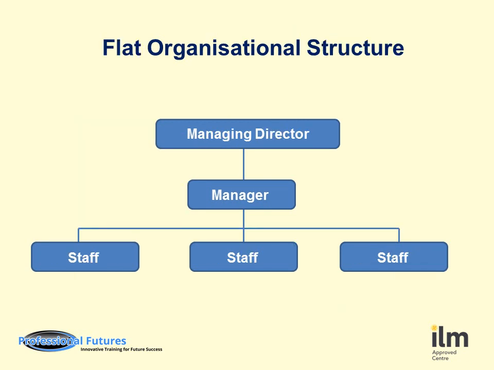If we look at the flat organisational structure, we can see how this type of structure is in stark contrast to the tall one. A flat organisation will have relatively fewer layers, or probably just one level of management, and as a result, the chain of command from top to bottom is short, and the span of control exercised by the manager is quite wide. So this is a structure that it could be argued is more suitable to smaller organisations.